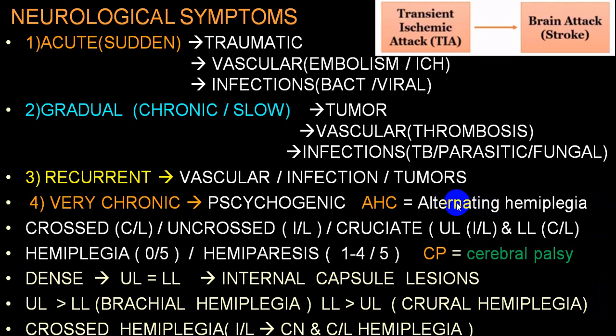There is one type which is hereditary, which we call alternating hemiplegia or familial hemiplegia, where a person develops hemiplegia, recovers, and again can develop hemiplegia. This is seen in families, so it is called familial or genetic. And once in a while we come across what we call psychogenic or hysterical hemiplegia, where there is no damage to the central nervous system, but the person mimics hemiplegia, which can be very easily differentiated by a test which you use to differentiate between true and false hemiplegia.